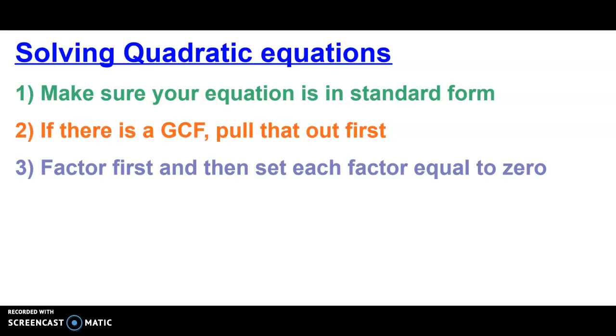As soon as we have it in standard form, then we check to make sure we don't have a GCF. If we do have a GCF, we need to pull that out first before we think about factoring. After the GCF is pulled out, if we have it, we're thinking about factoring. And after we have it factored equals 0, we take each of the factors and set it equal to 0 by using the zero product property. And that's how we get to the answers from the factors.